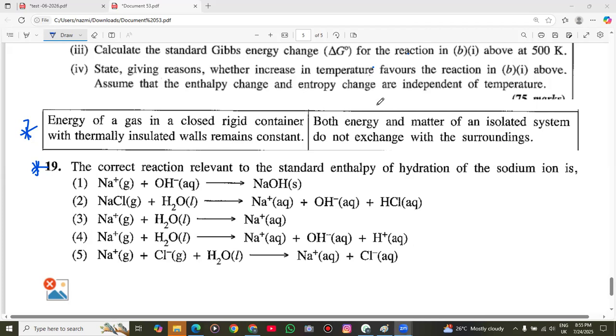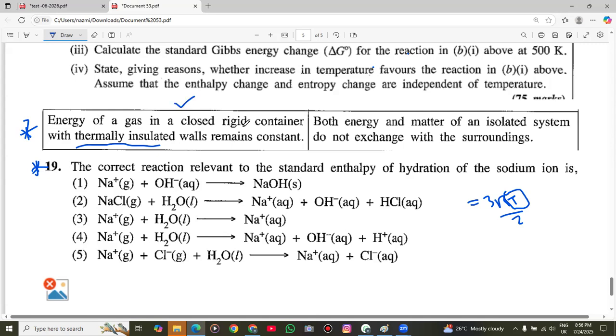Okay. Energy of a gas in a closed, rigid container with thermally insulated walls remains constant. Now, when we are talking about energy of a gas, gases have only one type of energy, which is kinetic energy. Mean kinetic energy is equal to 3RT divided by 2, depending only on the absolute temperature. Here they say thermally insulated, no? That means energy cannot be exchanged and temperature will not change, no? As long as the temperature is constant, the energy of the gas remains constant, because gases have only kinetic energy and kinetic energy depends only on absolute temperature.